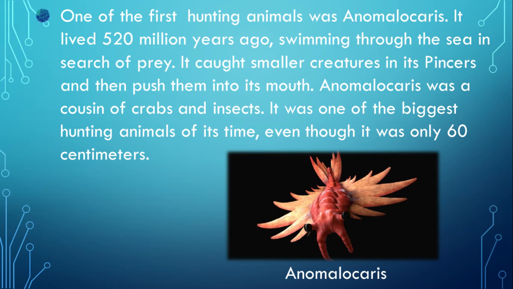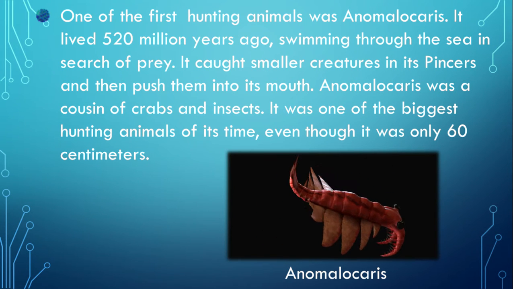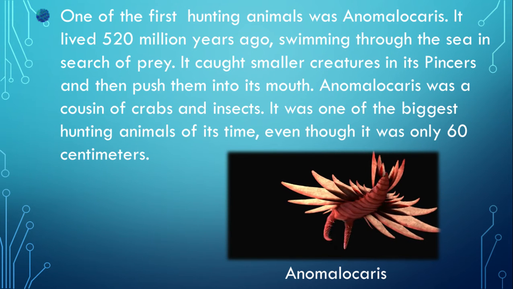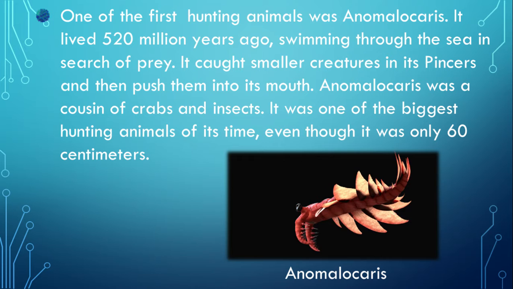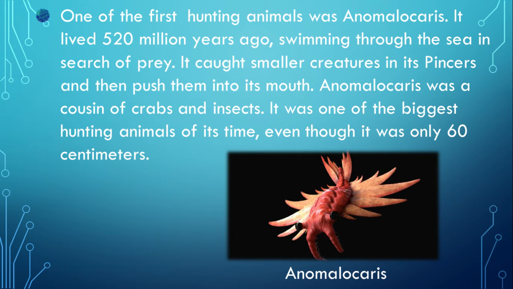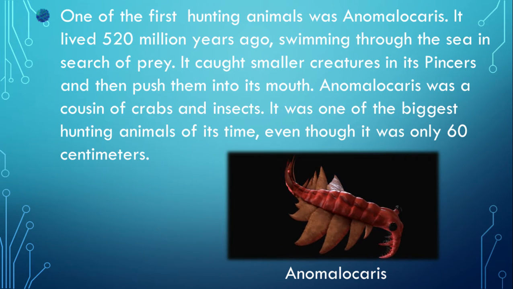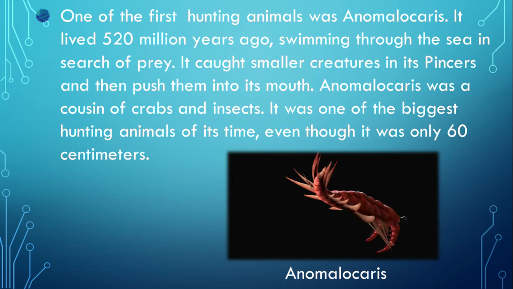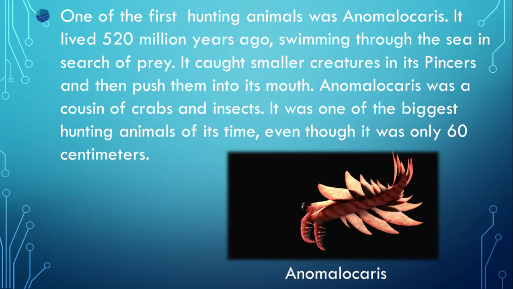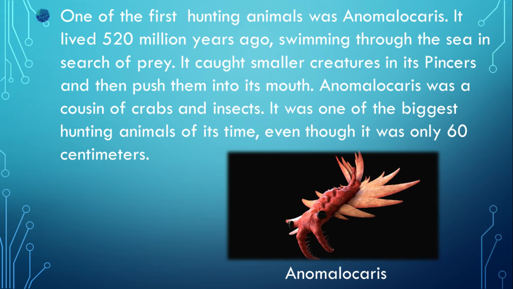One of the first hunting animals was Anomalocaris. It lived 520 million years ago, swimming through the sea in search of prey. It caught smaller creatures in its pincers and then pushed them into its mouth. Anomalocaris was a cousin of crabs and insects. It was one of the biggest hunting animals of its time, even though it was only about 60 centimeters long.